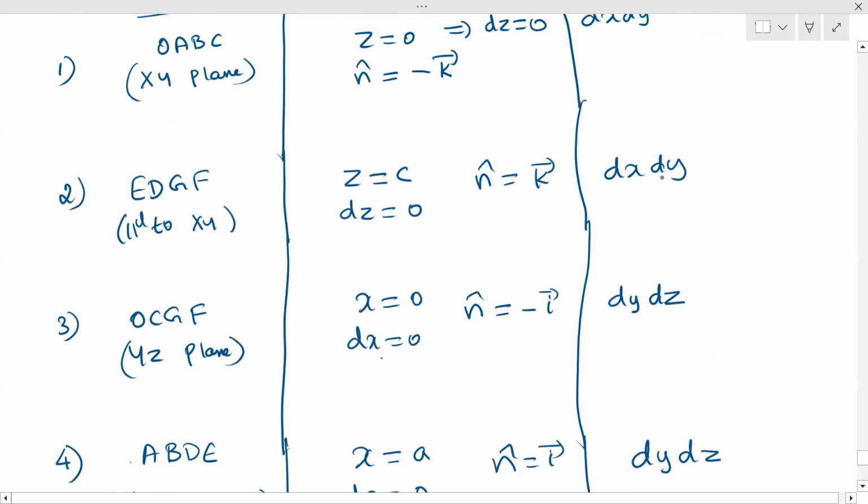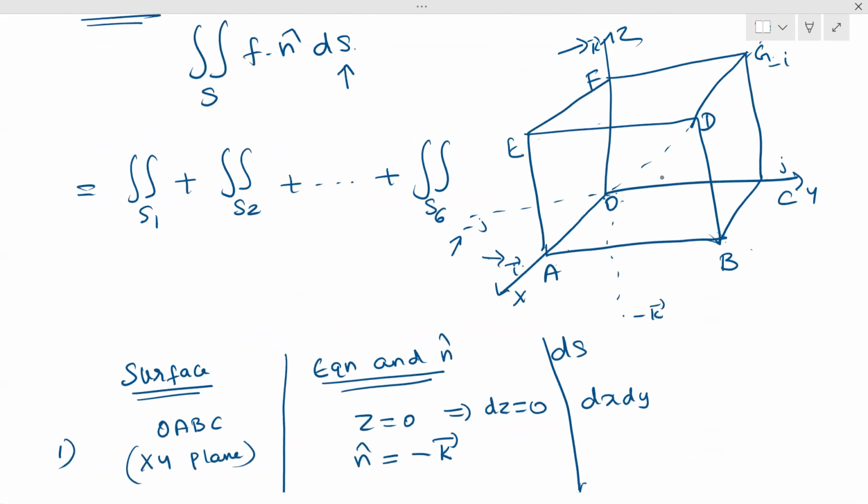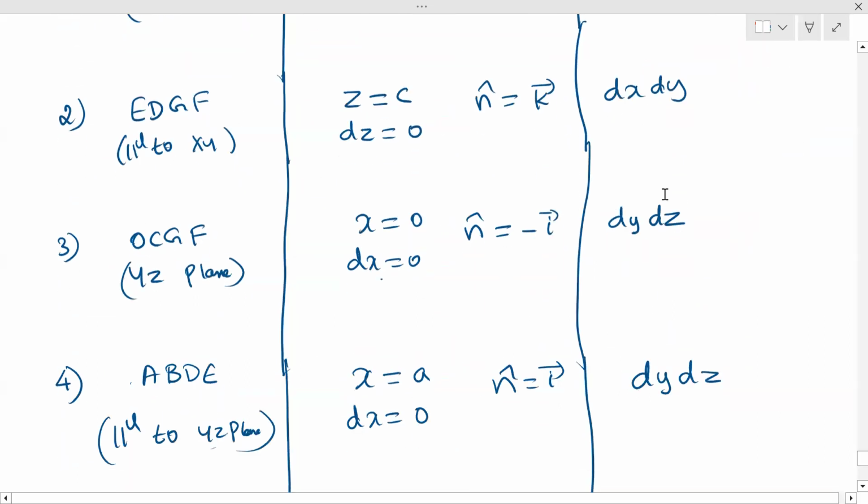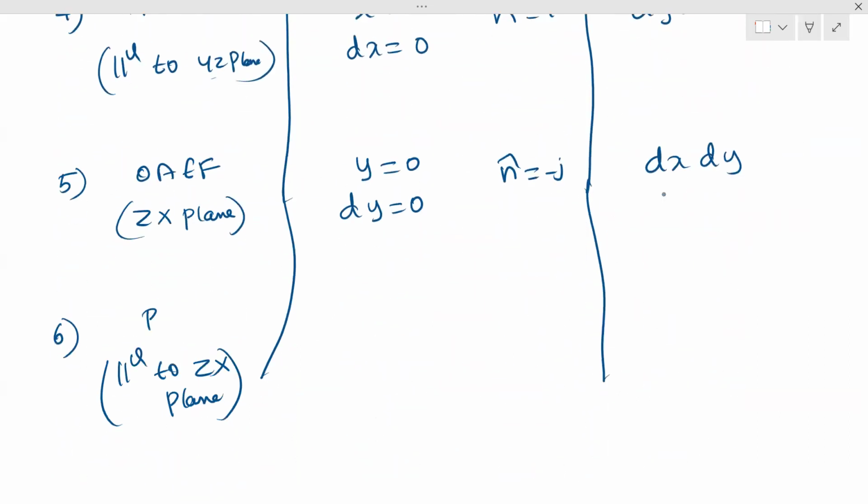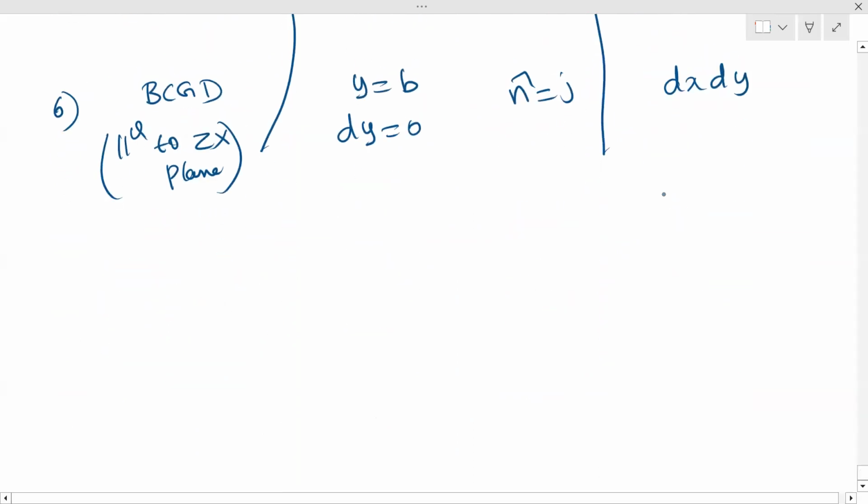The last surface is parallel to the zx plane. So which one is parallel to the zx plane? Parallel to the zx plane is BCGD. For this, the unit outward normal vector is j. Here the equation is y is constant, so y equal to b, dy equal to 0, n cap is j, and ds is dx dz. So these are the conditions we have for each surface. Now we are going to evaluate the integral for each surface.